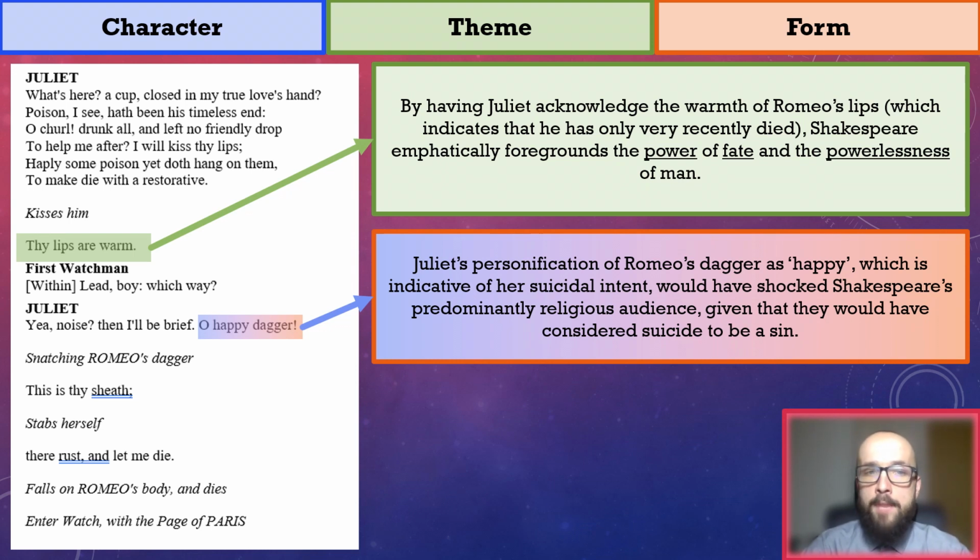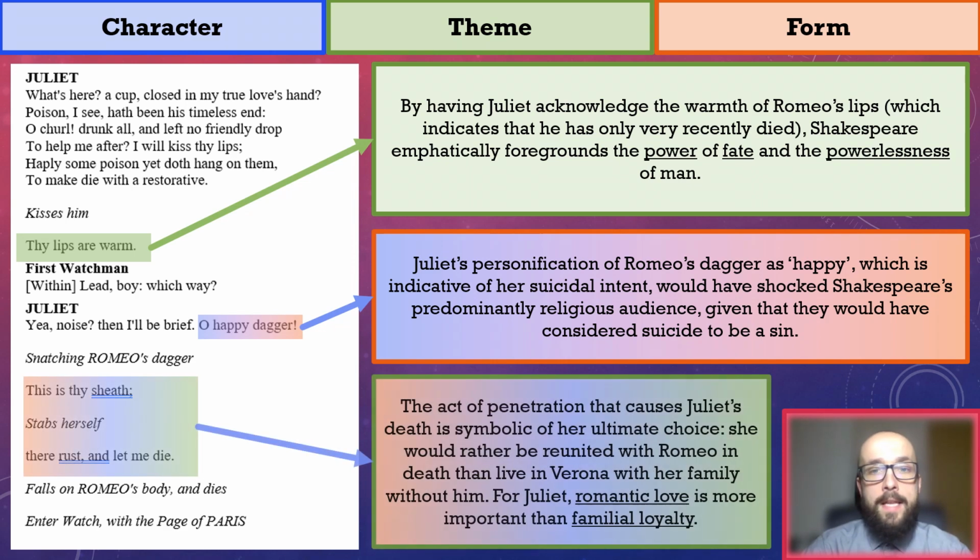Last, I would like to spend a moment thinking about Juliet's act of suicide itself. The act of penetration that causes Juliet's death is, after all, symbolic of her ultimate choice. Juliet would rather be reunited with Romeo in death than live in Verona with her family without him. In other words, romantic love is more important to Juliet than family loyalty is. She has chosen Romeo over her parents.